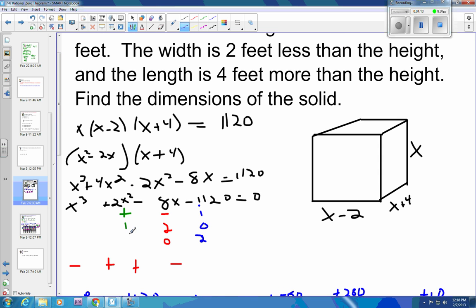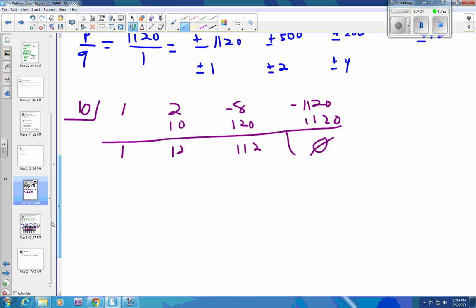I'm only looking for one positive root. And I'm looking for a length, width, and height of a rectangle or a rectangular prism. So in that case, I only need a positive answer. I don't want an imaginary answer. I don't want a negative answer. So 10 is the number I'm looking for. x has to be 10 for this problem to even work.